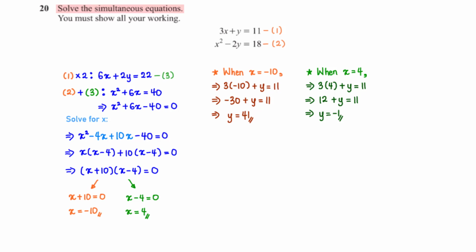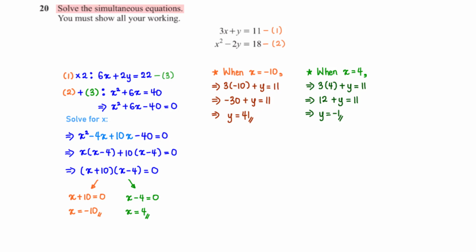Solve the simultaneous equations. You must show all your working. First, let's label the given equations. If we multiply equation 1 by 2, we have 6x plus 2y equals 22. Let's label this as equation 3.